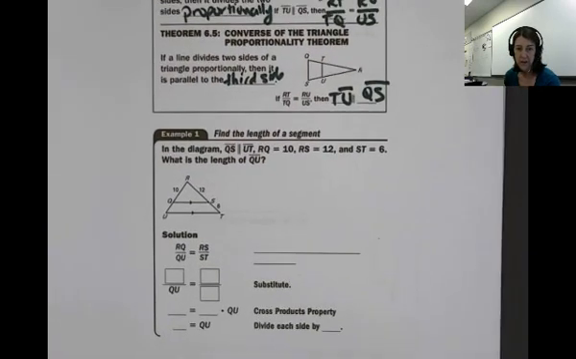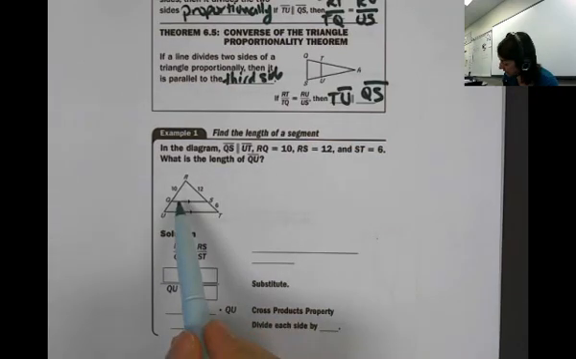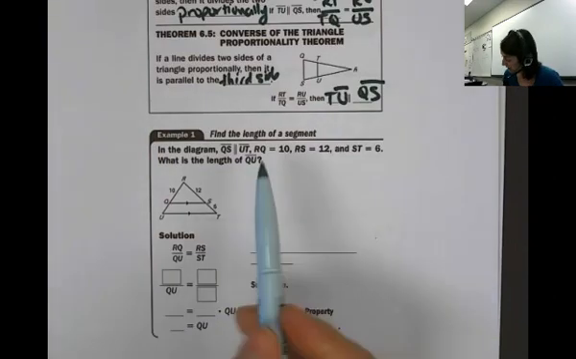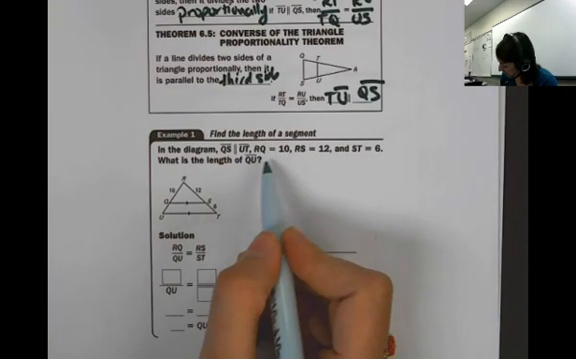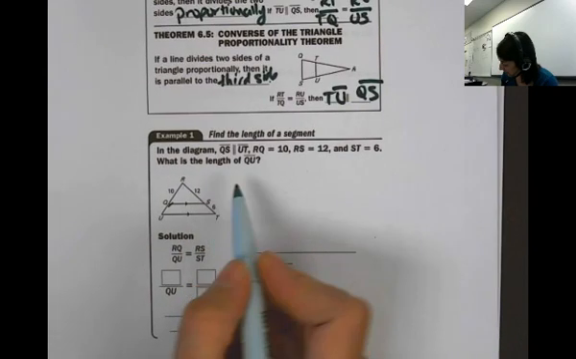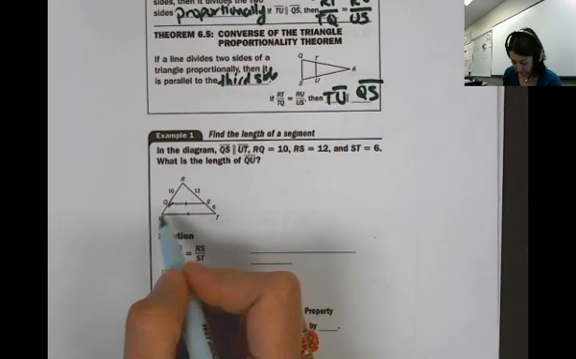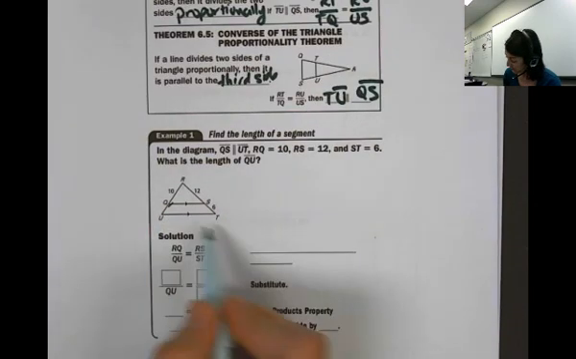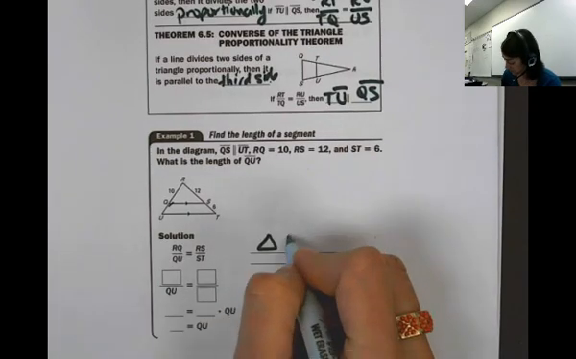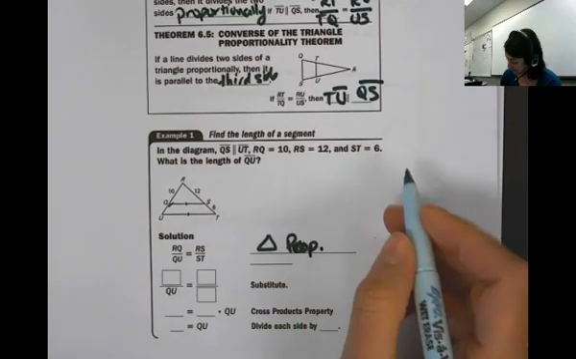Okay. So in this diagram, if we know that QS is parallel to UT, and RQ is 10, RS is 12, and ST is 6, what's the length of segment QU? So we can set up the proportion using the triangle proportionality theorem. I'm going to just do some abbreviations. Sorry, that's PROP theorem.